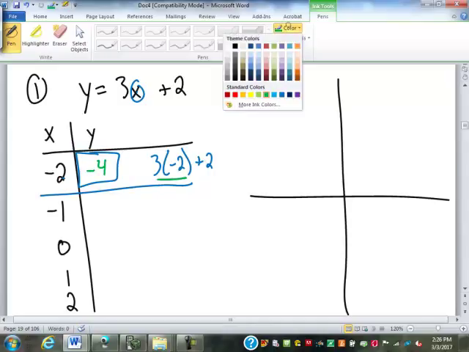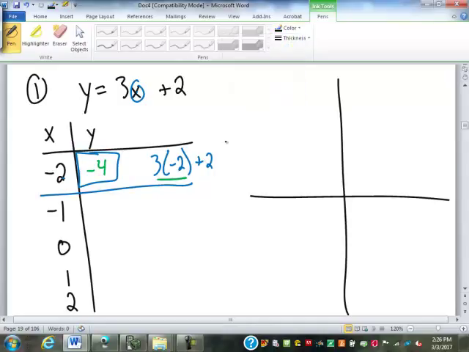So that is giving us a point on our graph. x is negative 2 and y is negative 4. So there's x is negative 2, y is negative 4. There's a point right there. So I'm going to give you a couple of seconds here. Try to figure out what the value of y would be when x is negative 1. And plot that point on the graph quick.